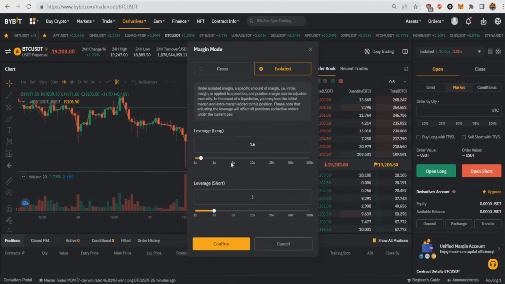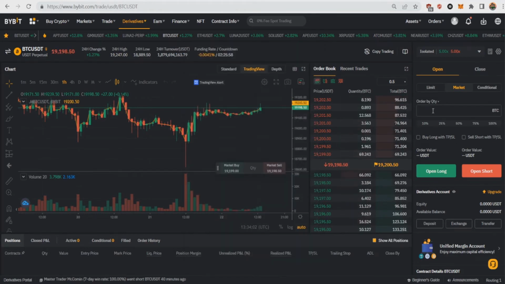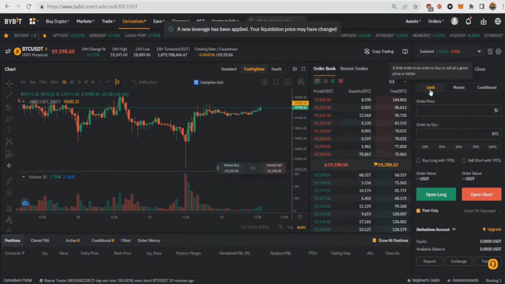So let's say we're just gonna pick here 5x, and 5x doesn't really matter. The next thing is how you set a price. So basically you can put a limit.